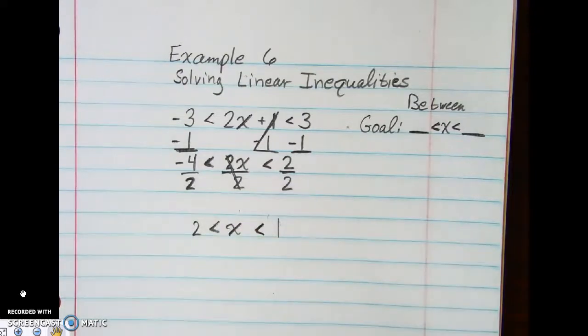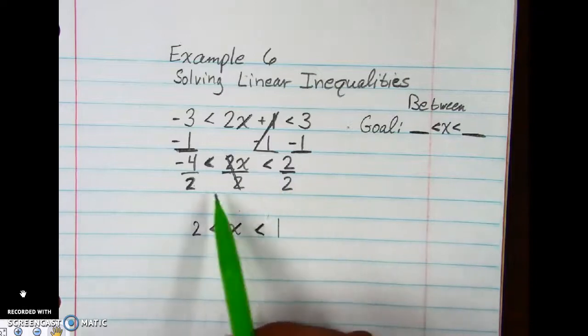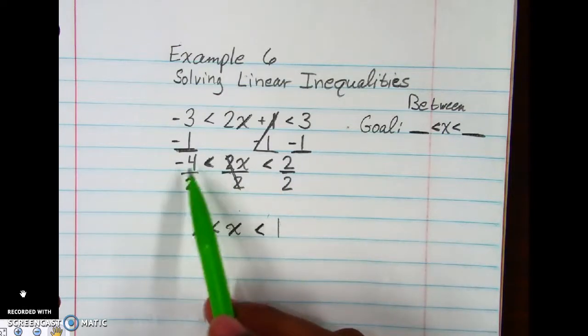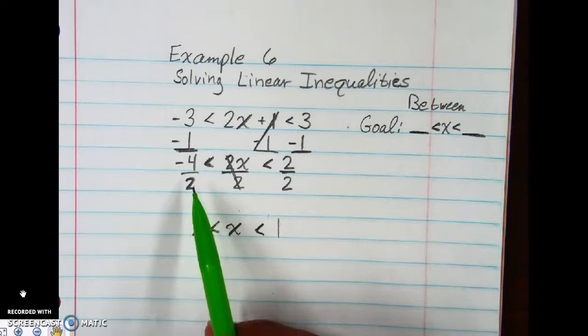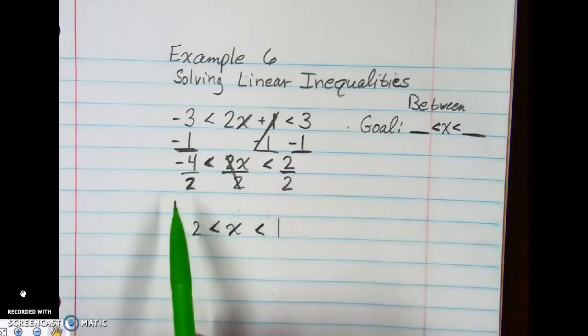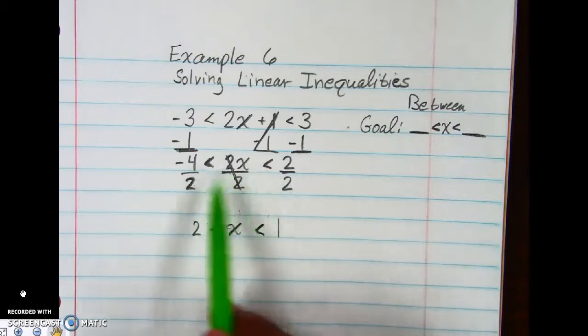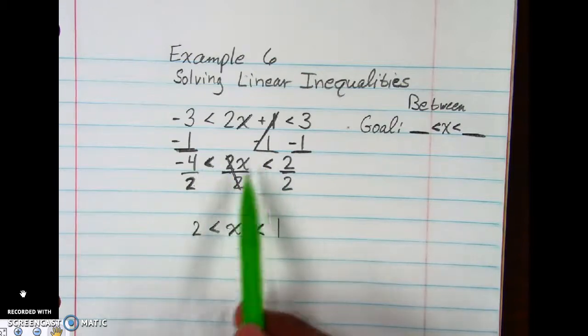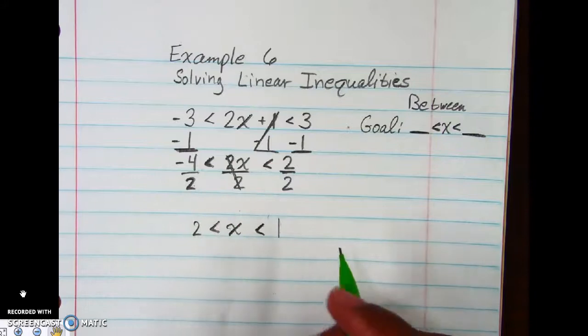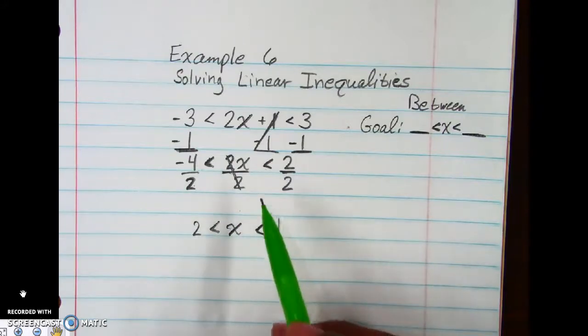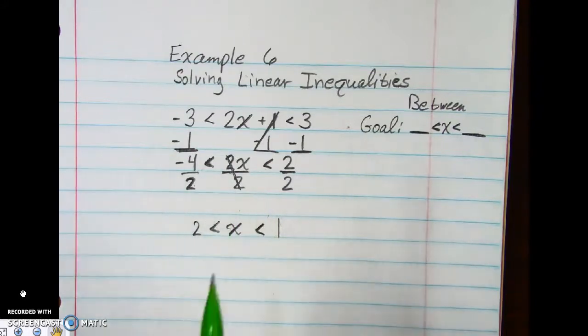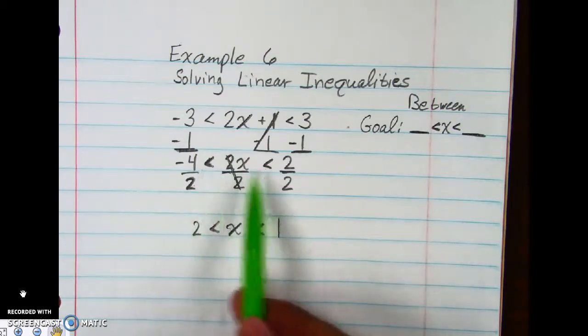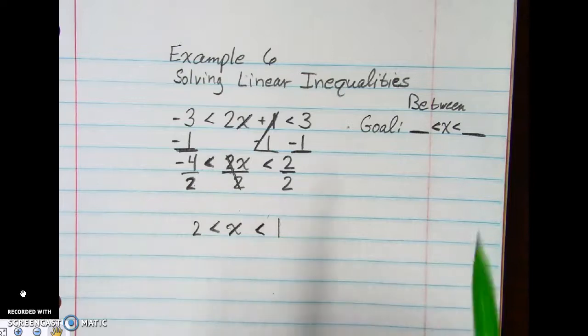Now with this one, why didn't we switch the inequality sign? Here we're dividing, but did we divide by a negative 2 at all here? Nah. Only if you divide by a negative number do the inequality signs switch. So in practice, if you happen to divide by a negative number, both of the inequalities will switch here.